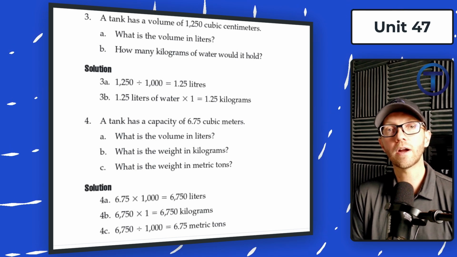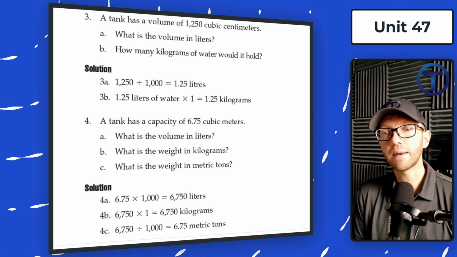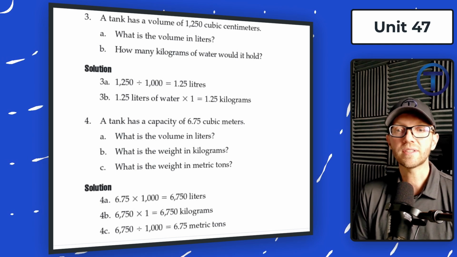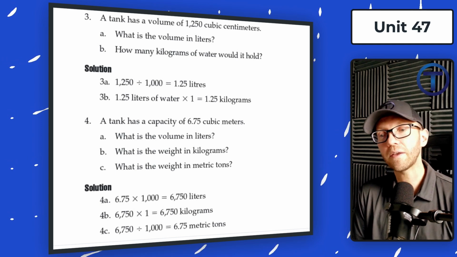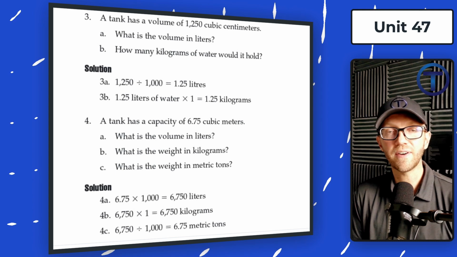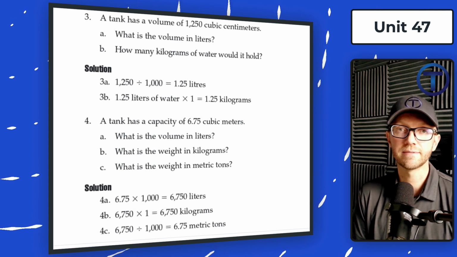Finally, if I want to figure out metric tons, I'm going to divide that by 1,000. So 6,750 divided by 1,000 equals 6.75 metric tons.